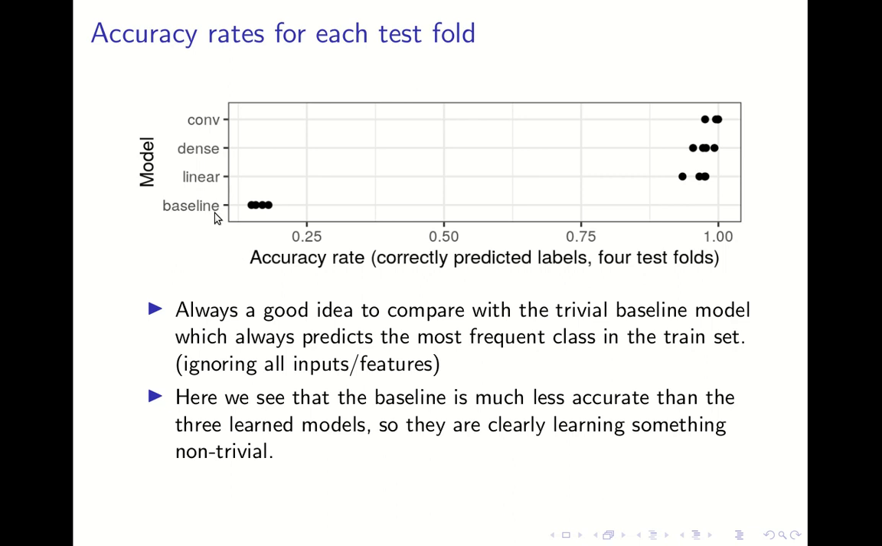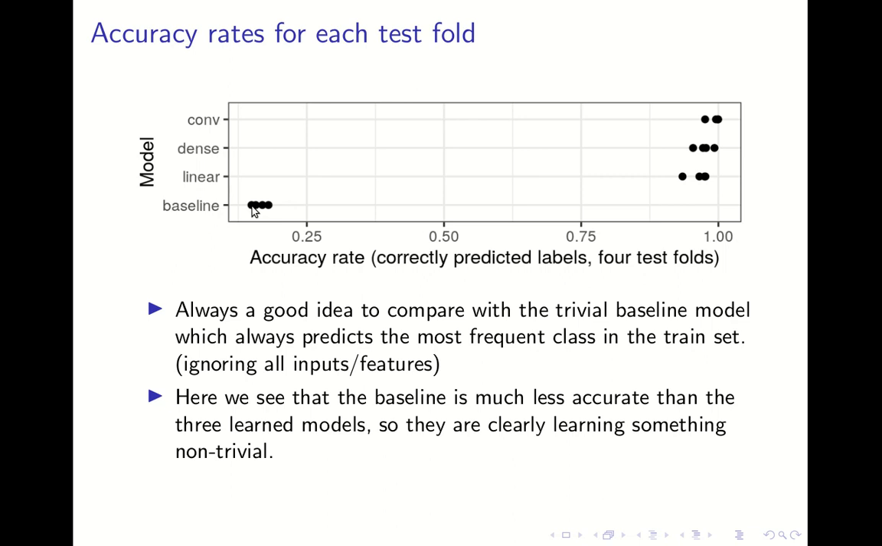So it ignores all of the inputs and features, and it's always just looking at the training data and saying, okay, the 0 digit is the most frequent. Let's just predict all of the test images are 0 all the time. Of course, that's going to fail quite a lot. And so actually the accuracy rate is below 25% in this case for the baseline model.